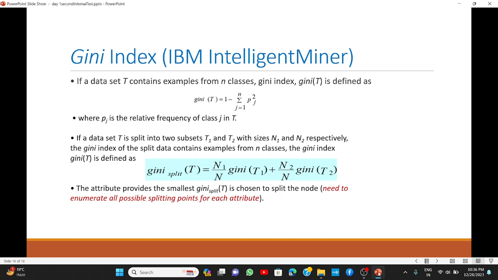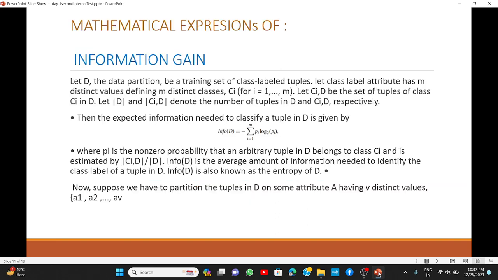If a dataset T is split into two subsets T1 and T2 with sizes n1 and n2 respectively, then the Gini index of the split data is defined as Gini split of dataset T equal to n1 by n Gini T1 plus n2 by n Gini T2. The attribute that provides the smallest Gini split T is chosen to split the node. We need to enumerate all possible splitting points for each attribute.